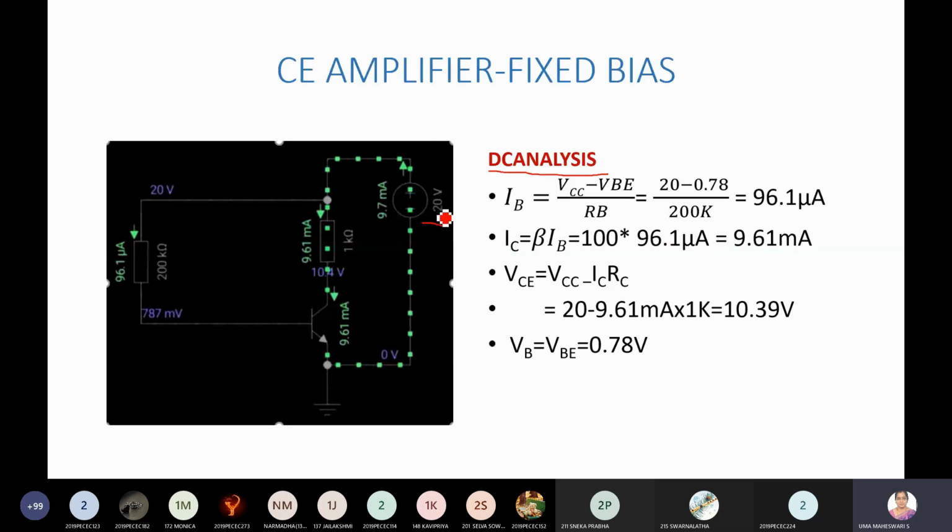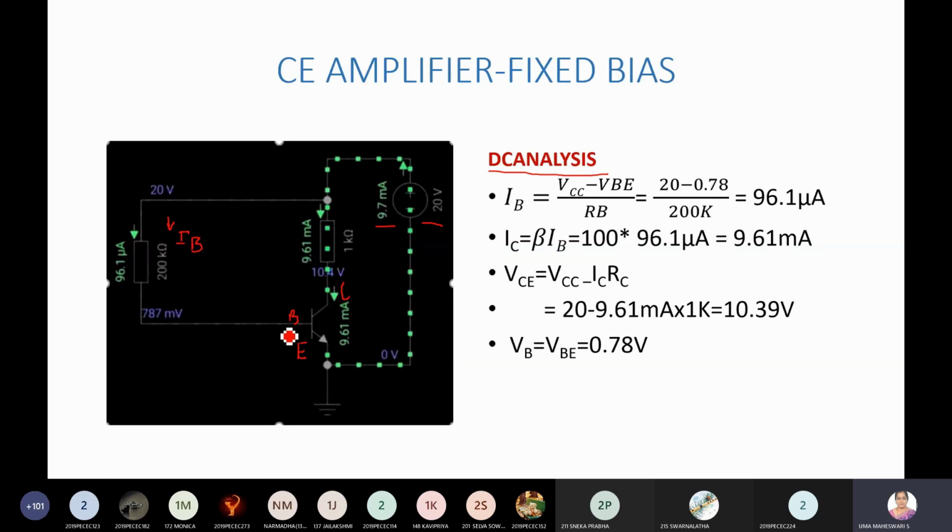The applied VCC voltage is 20 volts. This is your collector terminal, right? It shows that your collector current is 9.7 milliamps. This is your base terminal. This is your emitter terminal. It shows that the supply is going to give a current of 9.7 milliamps, out of which your collector current is 9.61 milliamps. And this is your base current IB, which is 96.1 microamps.